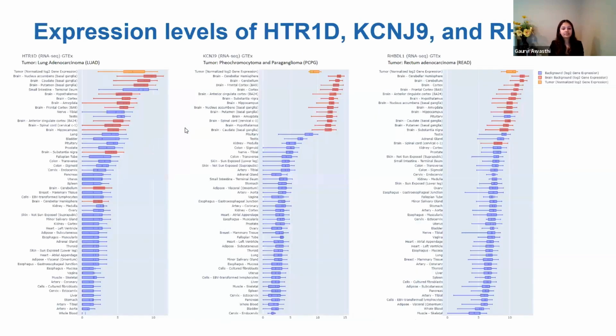Similarly, in these plots, the expression levels of the other 3 novel targets are shown. Here too, these genes are shown to be highly expressed in the associated tumor and in normal brain tissues, while lowly expressed across non-brain normal tissues.